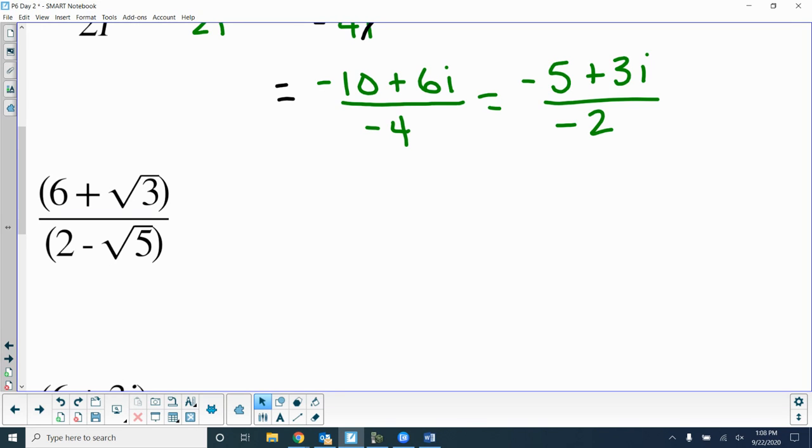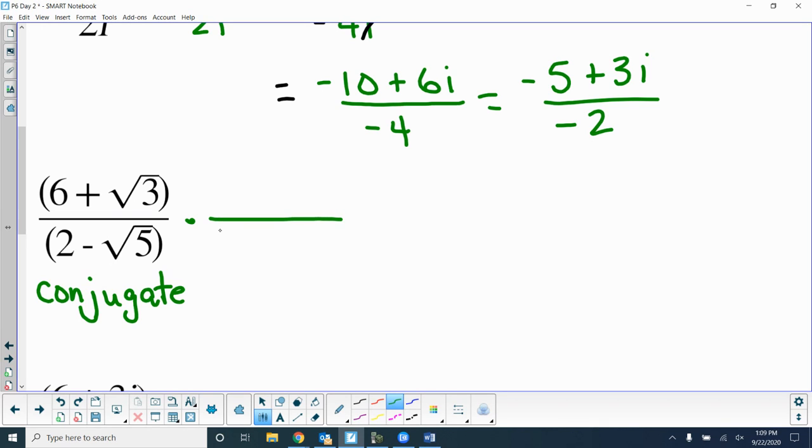Nobody remembers? Well, what we have to do is figure out what the conjugate is. We take the conjugate of the denominator and we do the same thing we've been doing. Multiply the top and the bottom by the conjugate of the bottom.